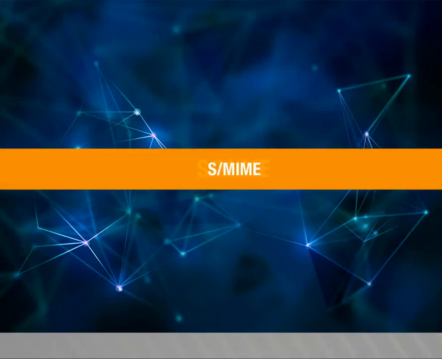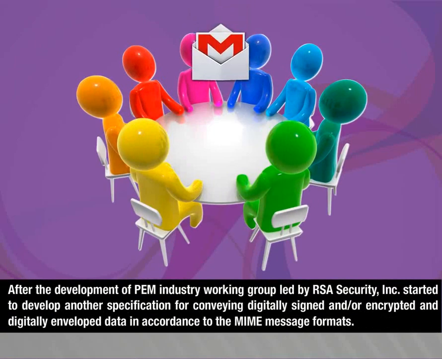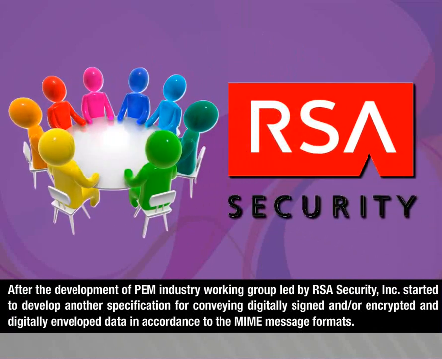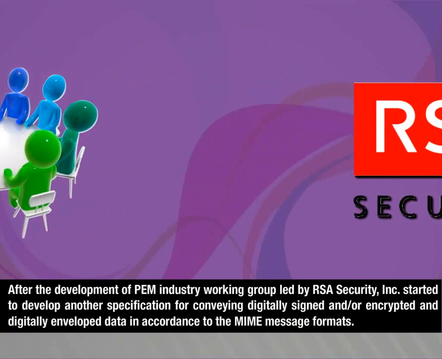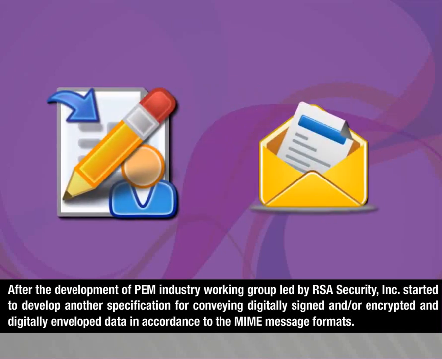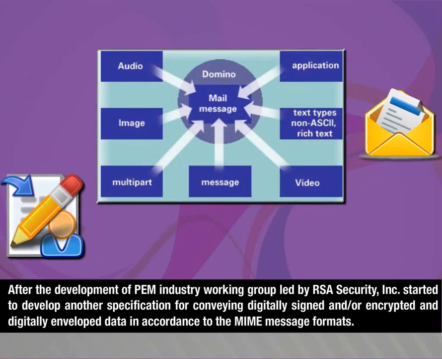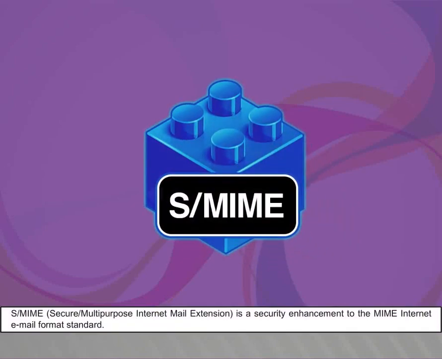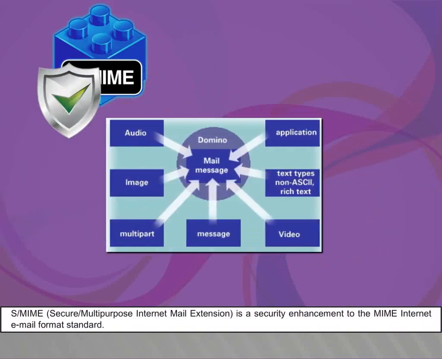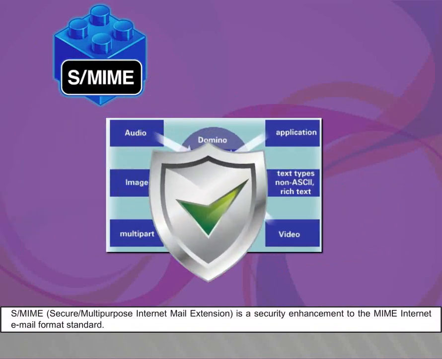S/MIME. In this video, we are going to see about what is S/MIME. After the development of PEM, an industry working group led by RSA Security Incorporated started to develop another specification for conveying digitally signed and/or encrypted and digitally enveloped data in accordance with the MIME message formats. S/MIME, that is Secure/Multipurpose Internet Mail Extension, is a security enhancement to the MIME Internet email format standard.